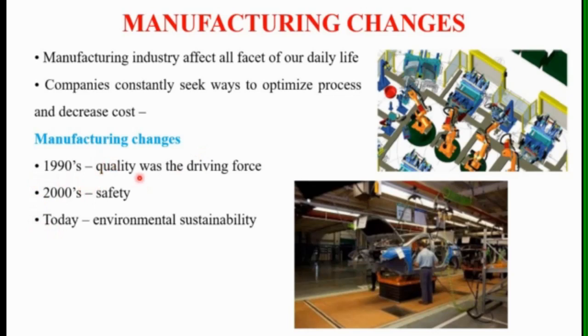In the 1990s, quality was the driving force in manufacturing industries. Quality was the main focus in the 1990s, but it shifted to safety as well in nearly about 2000. And nowadays it is very essential to focus on environmental sustainability in manufacturing also. Quality as well as safety, and the product should be environmentally friendly or sustainable. Nowadays it's the requirement from manufacturing. So this is the case of manufacturing changes.